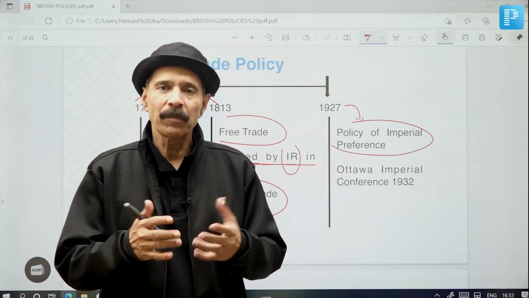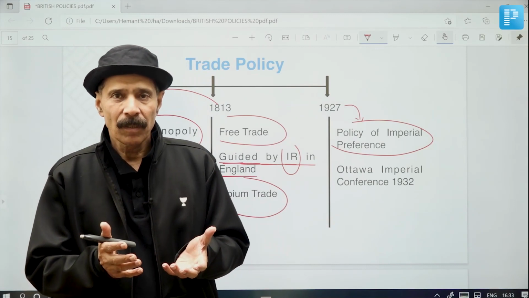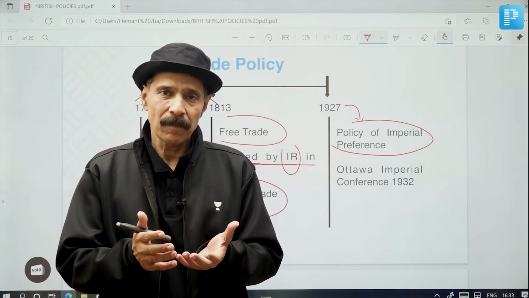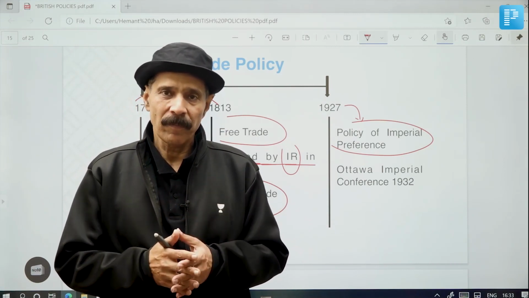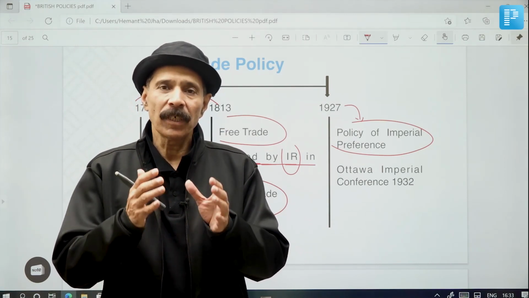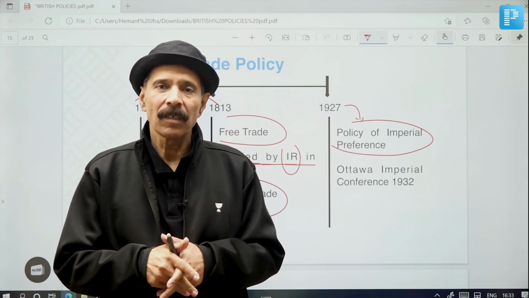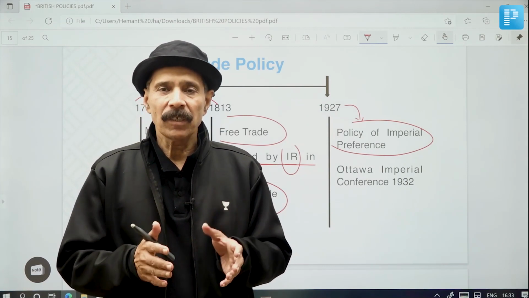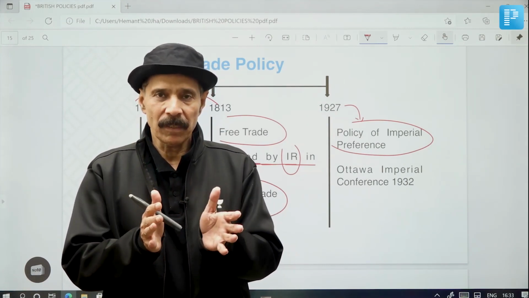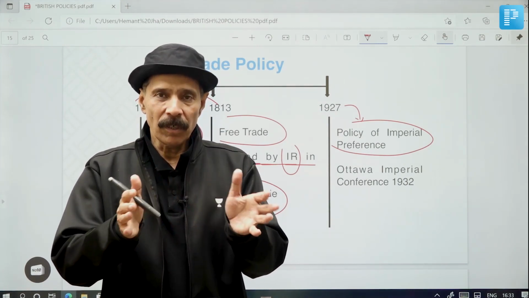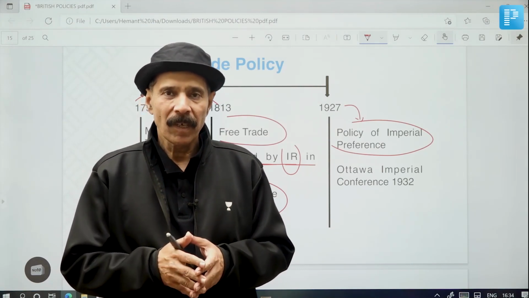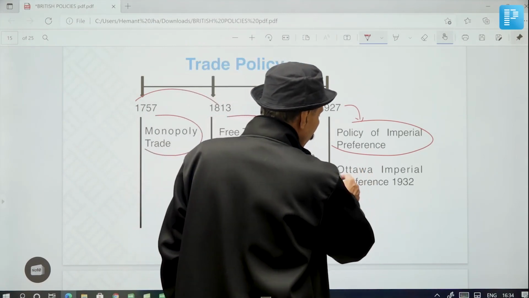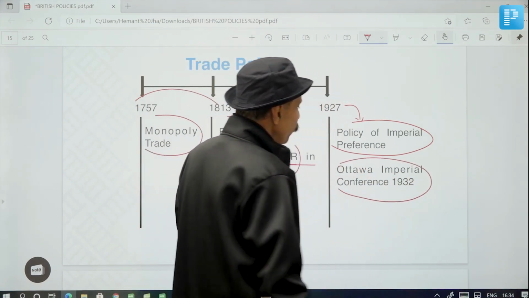This means the tariffs on the goods from the other European countries were raised. Naturally, that would be putting a check on their entry into the British Empire. This policy was introduced in the British Empire, which means all the colonies of Britain. And this policy was formalized in the Ottawa Imperial Conference in 1932.